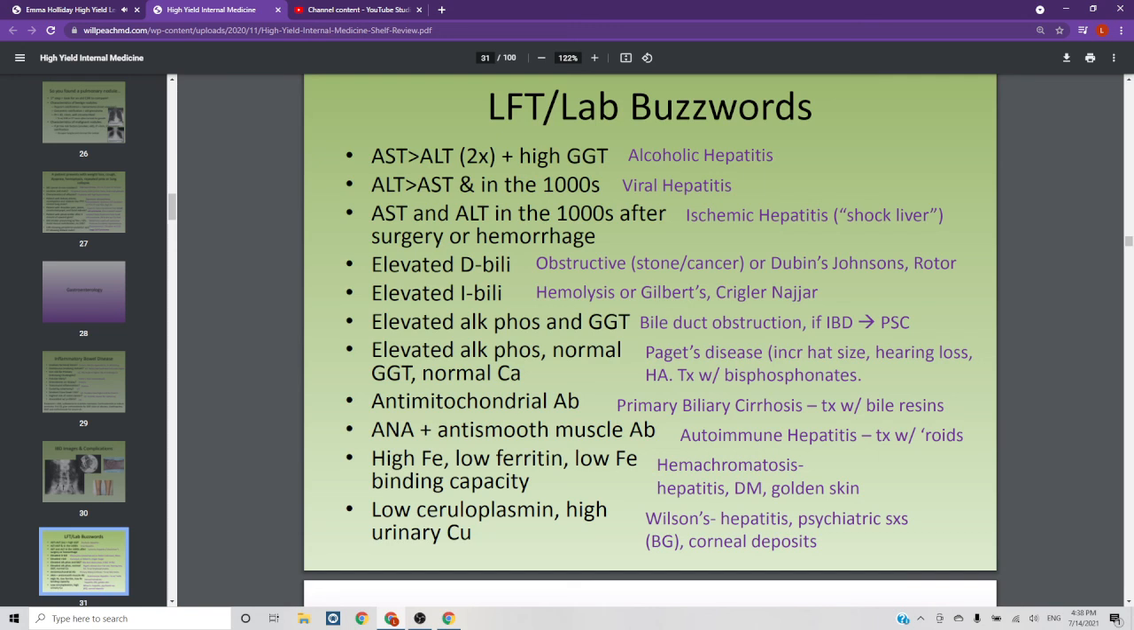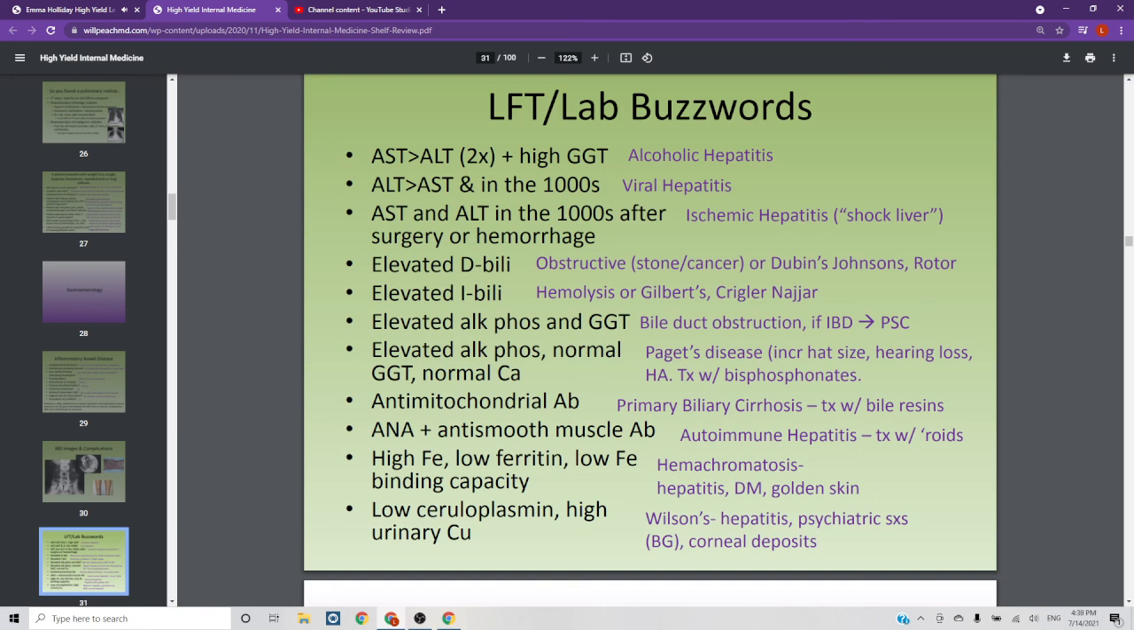What do you think of when your direct bilirubin is elevated? Obstruction. Yeah, I think it's something wrong with the biliary tract, gallbladder, something of that nature. There are also some randoms, right? Dubin-Johnson and Rotor from USMLE Step 1.